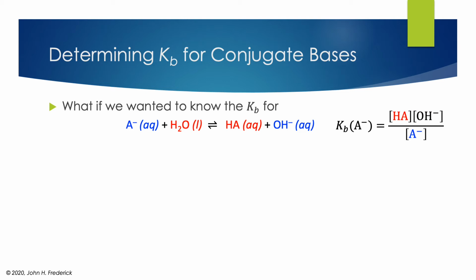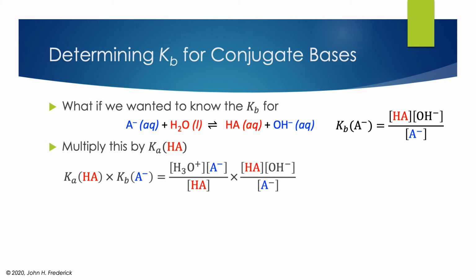What do we need to do? Well, one thing we can do, it may not be the first thing that occurs to you, but you could multiply this by the Ka of HA. Now let's see what we get when we do that. So we have the Ka of HA times the Kb of its conjugate base, A minus. So those two expressions would look something like that.